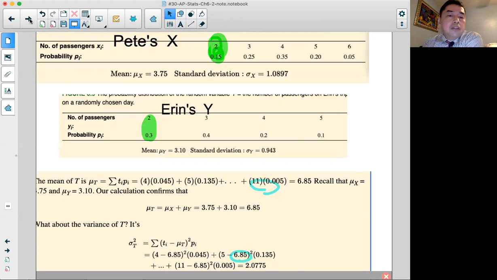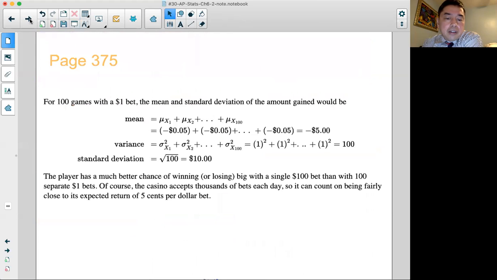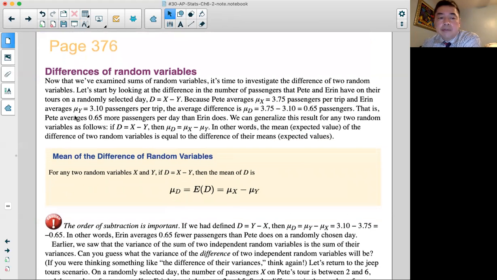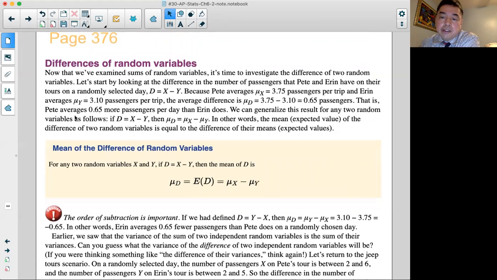So let's go to the end of the chapter. So this is difference of random variables. Now that you've examined sums of random variables, it's time to investigate the difference of two random variables. Let's start by looking at the difference in the number of passengers that Pete and Erin have on their tours on a randomly selected day. D for difference equals X minus Y. So we just did it, right?